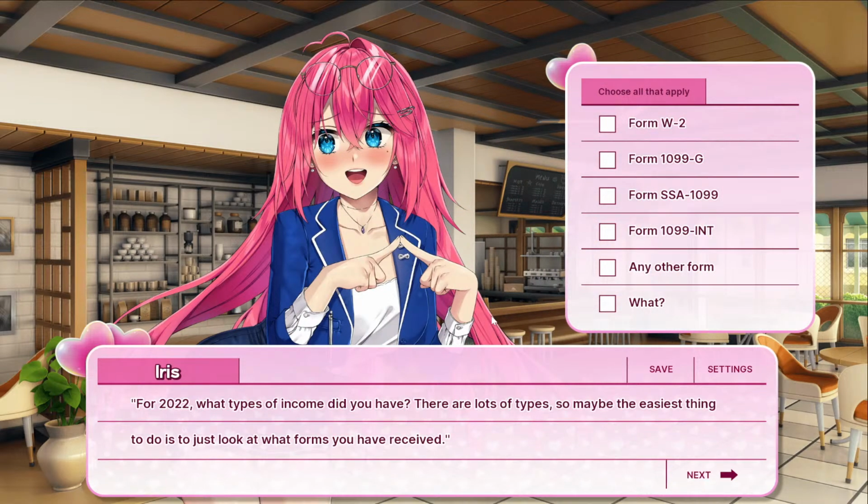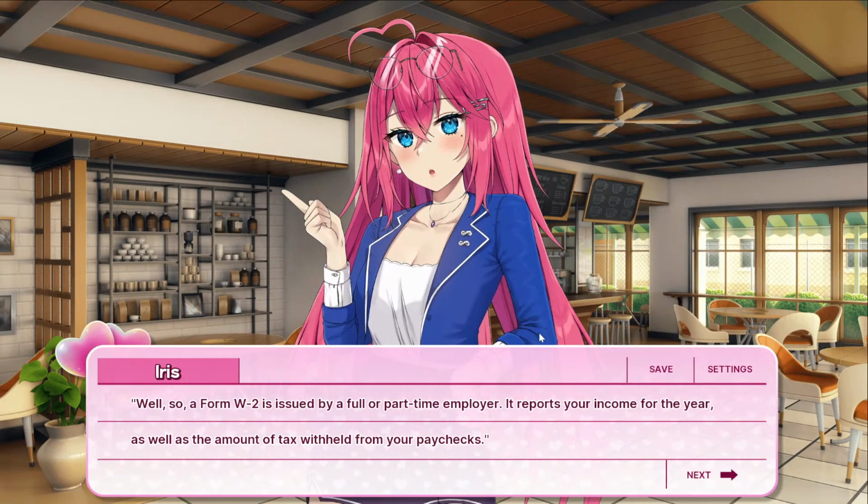There are lots of types, so maybe the easiest thing to do is just to look at what forms you have received. Oh my god, I don't know what these forms are. I don't live in America. What? Well, a form W-2 is issued by a full or part-time employer. It reports your income for the year, as well as the amount of tax withheld from your paychecks. Okay, so I need a W-2.